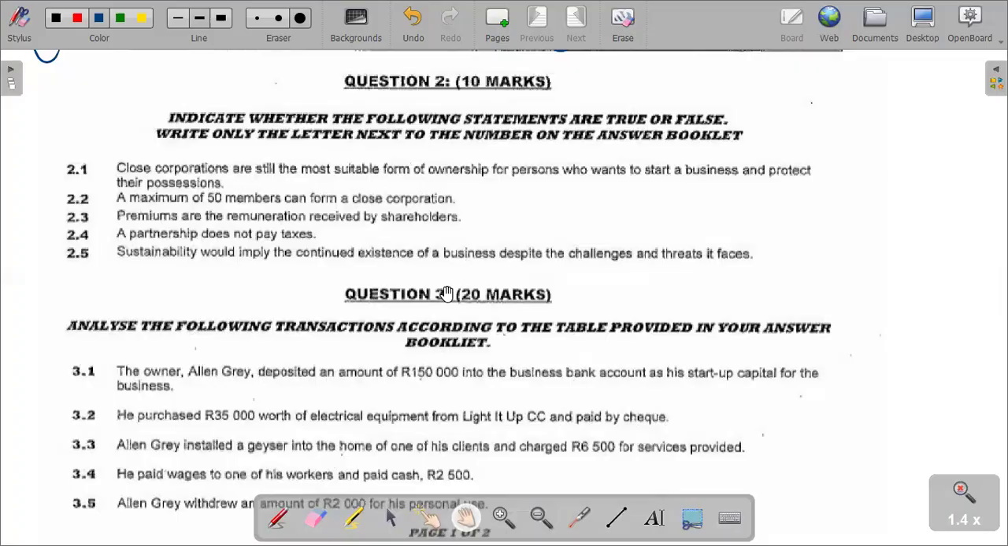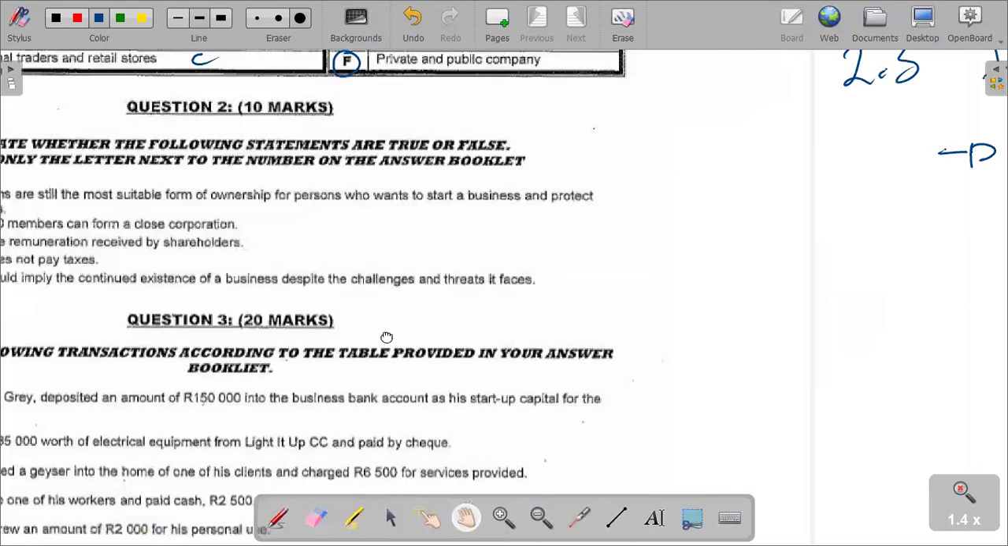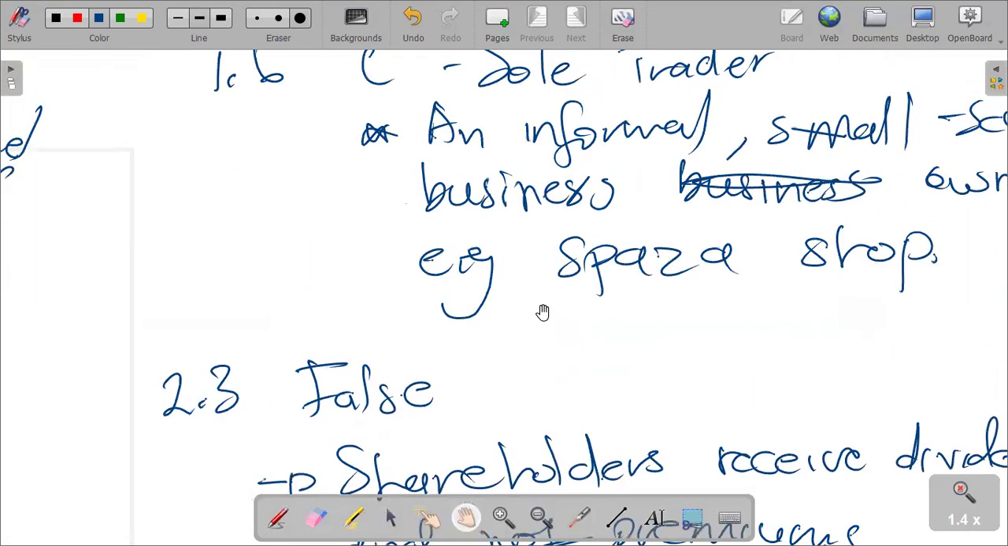It says a partnership does not pay taxes, which is true. So 2.4 is true. Why? Because individuals within the partnership pay their share of profits individually. So they pay tax on their own and not as a company. So a partnership does not pay taxes. 2.4 is true.